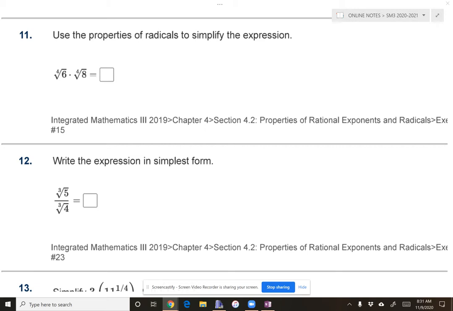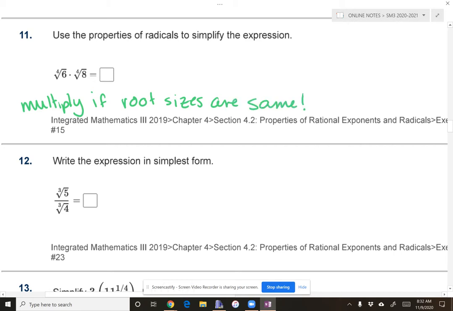So the main thing you need to know is this. This has multiplication, and when we multiply, we can only multiply if root sizes are the same. Okay, and since they are the same, then we just multiply the inside. So we get the fourth root of 6 times the fourth root of 8 equals the fourth root of 6 times 8. Okay, and since it doesn't say using a calculator, I can't just type that in and figure out what it is. It doesn't want a decimal.